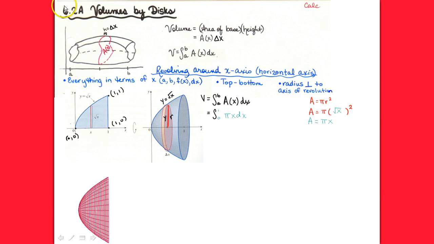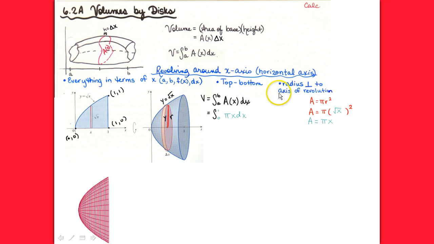However, if I'm working with the method of section 6.2, finding the volume by disks, if I'm revolving around the x-axis or any other horizontal axis, like maybe I'm revolving around y is equal to 2 or y is equal to -5 or something like that, any horizontal axis, everything is going to be in terms of x. My a value, my b value, my function, and dx. Notice it laid itself out that way without us even knowing that. Also notice that we're going to do top minus bottom. Yep, we did that over here without even knowing it.